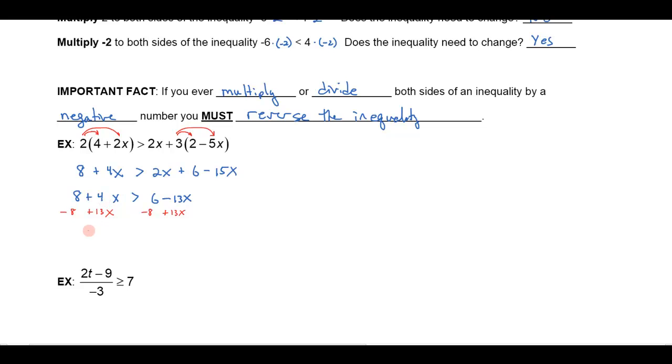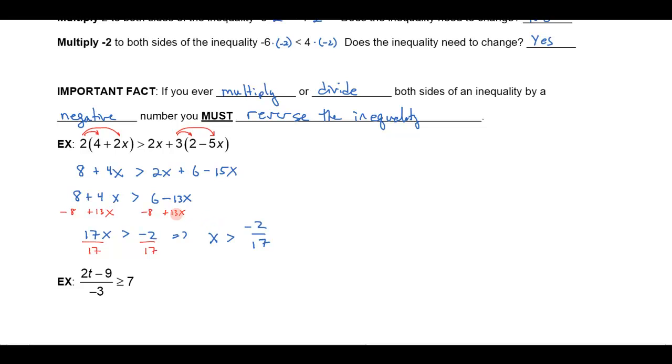So that's going to give me 17x on this side is greater than, and then I'll get 6 minus 8 is negative 2 on this side. And then lastly, all I have to do is divide both sides by 17, and that would give me my answer, right, that x is greater than negative 2/17. Now notice there was a negative on this side, but the number I divided by was 17, so I didn't have to reverse that inequality.